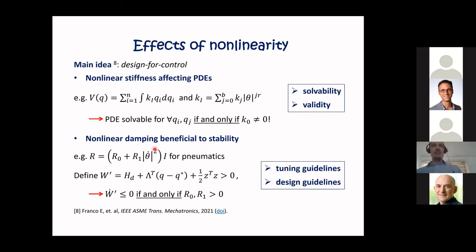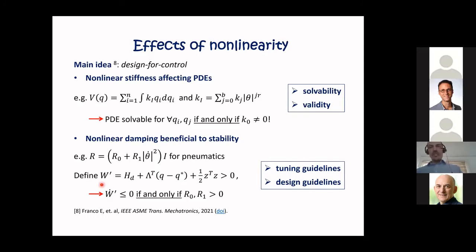The other example is related to nonlinear damping, and now this affects stability. So here, perhaps a few words to say that damping was originally neglected when the PVC was formulated, and has since been seen as an obstacle in general for underactuated systems, and rightly so. However, we will see that this is not necessarily the case all the time. So if we consider pneumatic systems, the literature tells us that we typically have nonlinear damping that we can express as a polynomial.